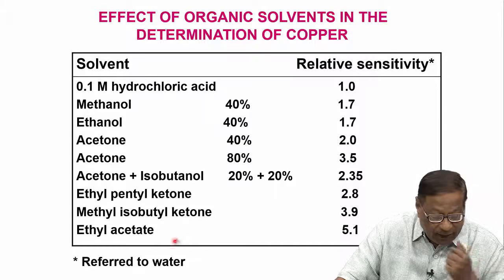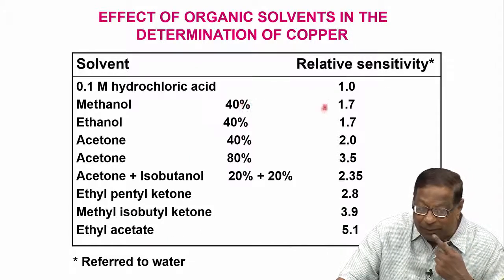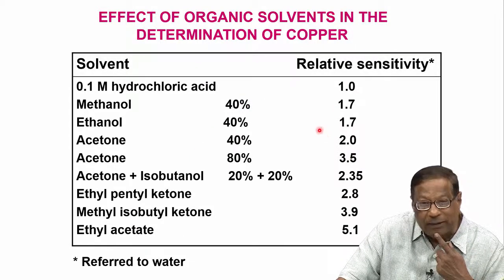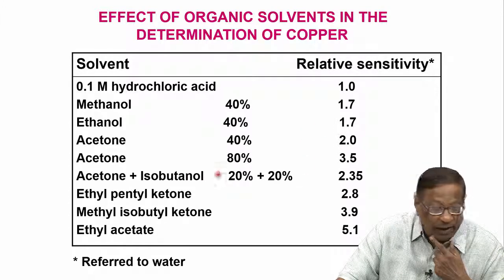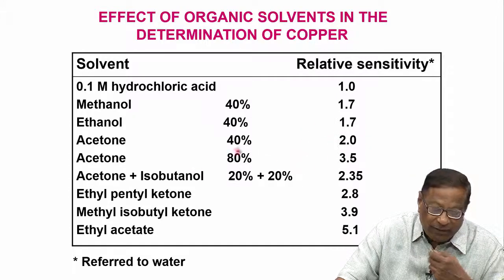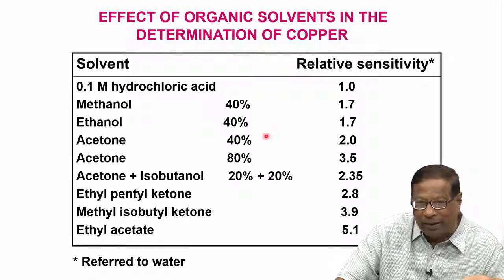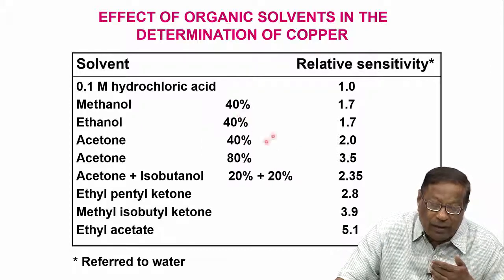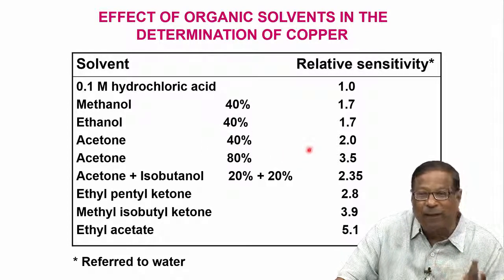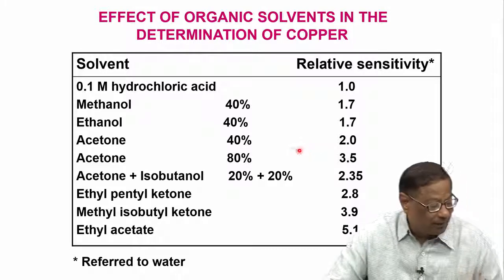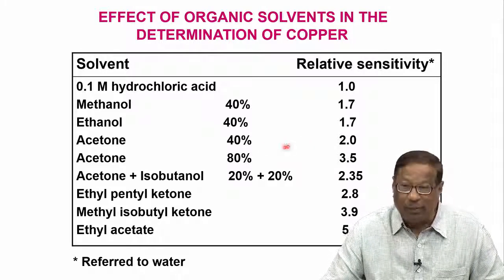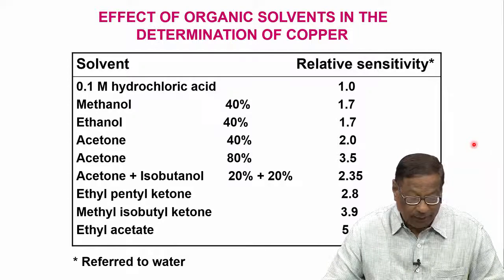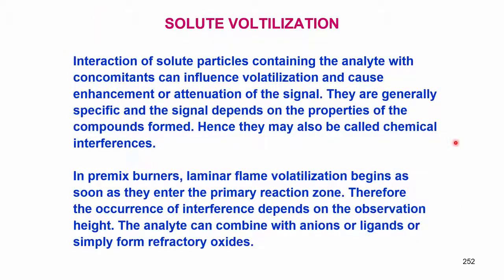So, the determination, interference, you can call it interference or increase in sensitivity. Whenever it is done deliberately, we call it increase in sensitivity, but if we do not know that acetone is there, I get a higher absorbance. So, I call it interference. So, it can be interpreted either way. Okay. So, then we are discussing another point, that is solute volatilization.